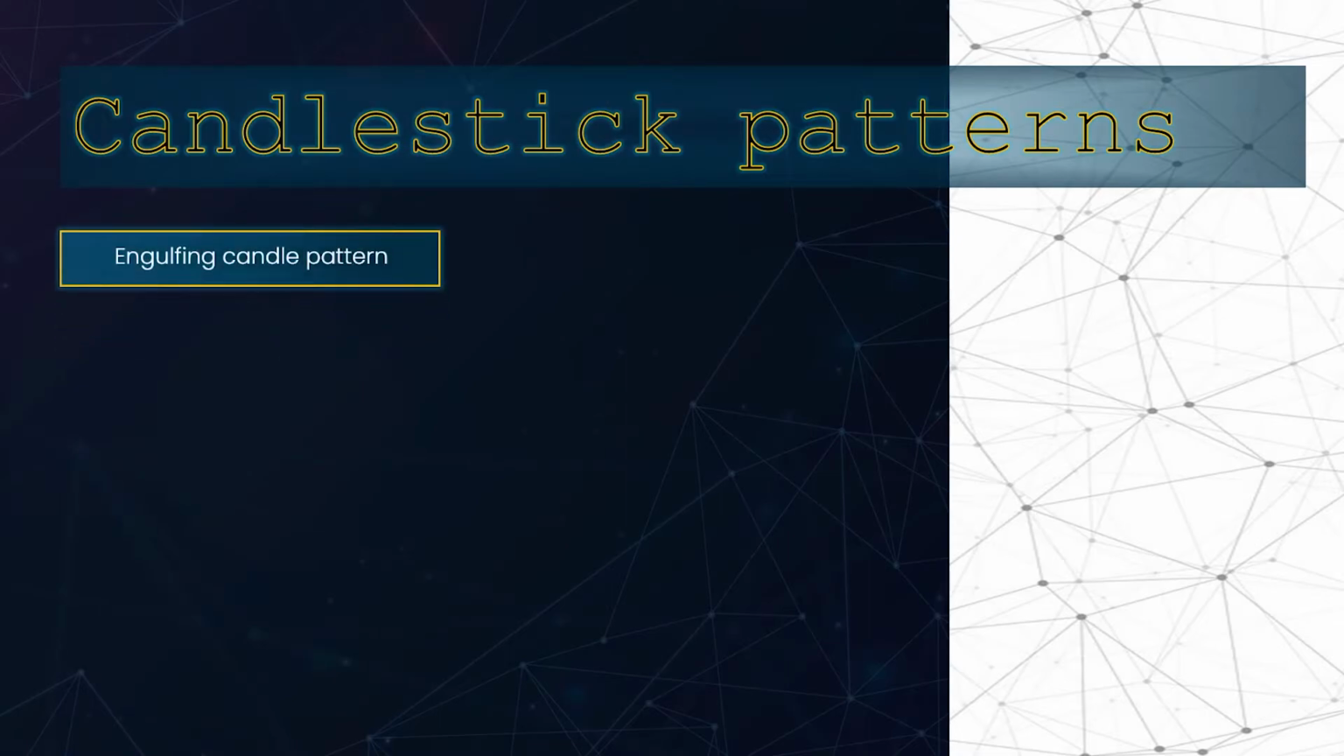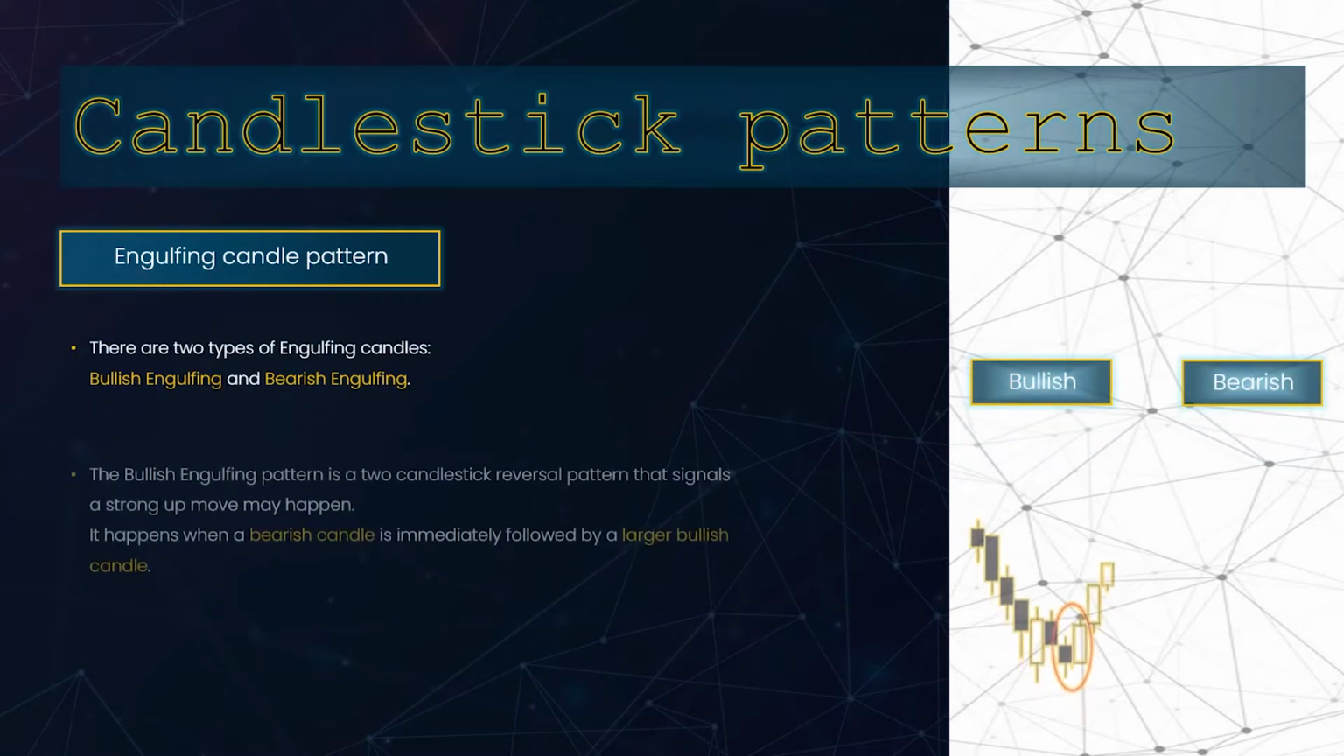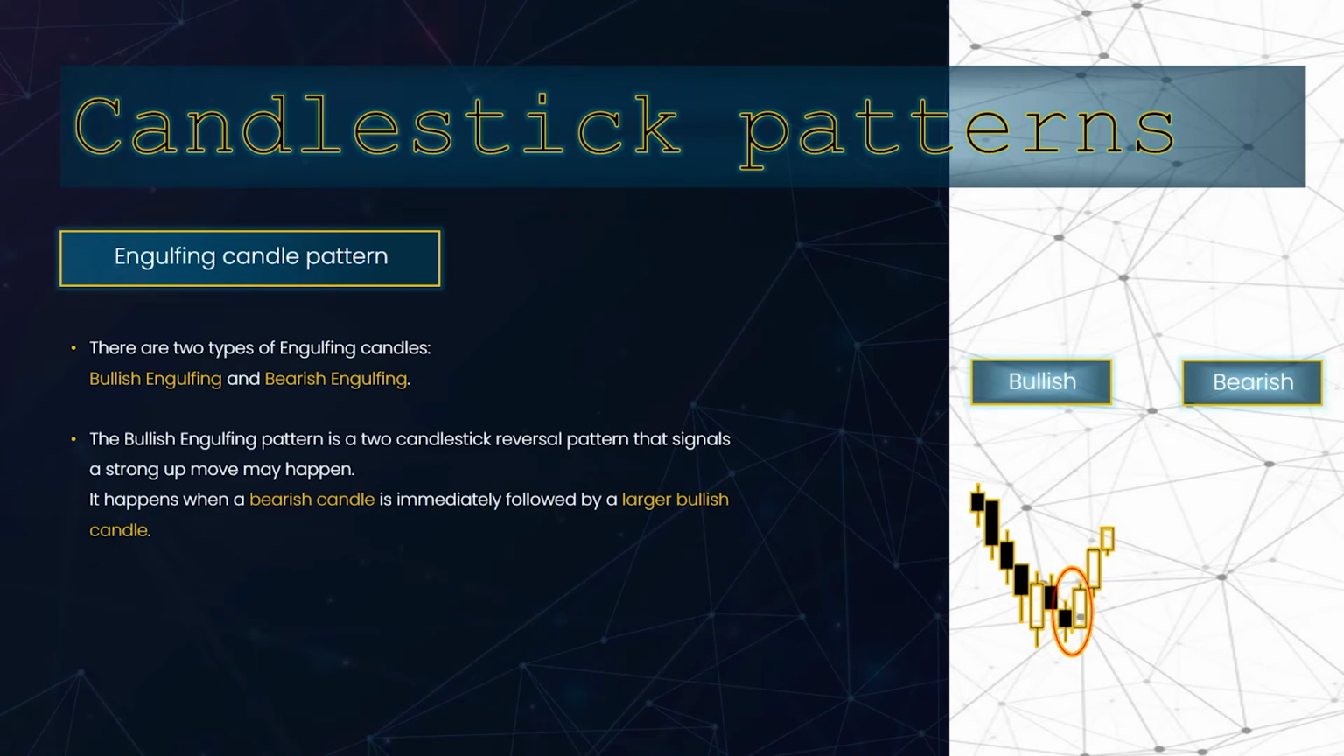Engulfing candles. There are two types of engulfing candles: bullish engulfing and bearish engulfing. The bullish engulfing pattern is a two candlestick reversal pattern that signals a strong move up may happen. This happens when a bearish candle is immediately followed by a larger bullish candle. This second candle engulfs the bearish candle. This means that buyers are flexing their muscles and there could be a strong move up after a recent downtrend or a period of consolidation.